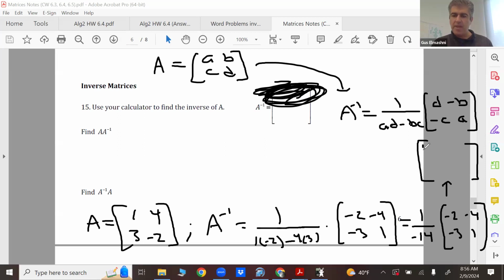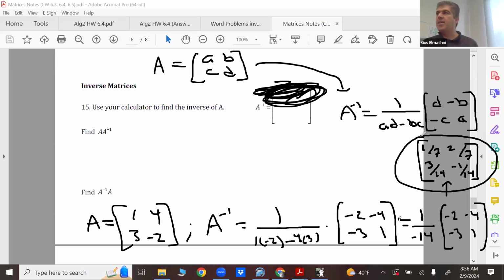So it becomes 1/7, 2/7, 3/14, -1/14. Okay. Again, I'm not going to ask you to do this on the test. You can use your calculator instead.